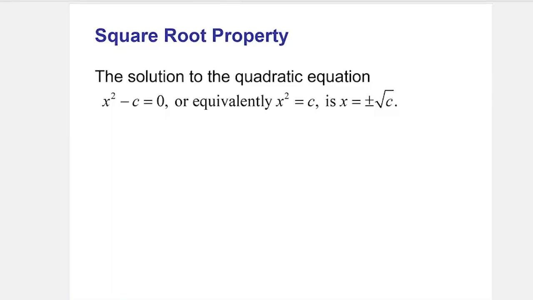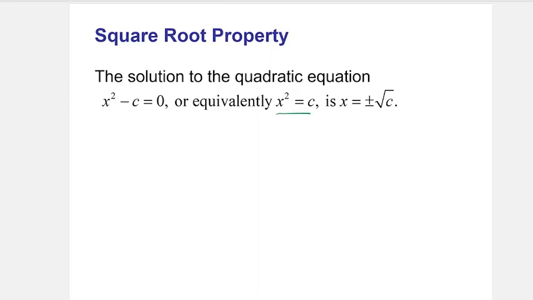So the square root property, the solution to the quadratic equation. Let's say you have just x squared minus some value equals 0. Well, for something like this, we could add c to both sides, and we would get x squared equals c. And now we can take the square root of both sides and say x is equal plus or minus the square root of c.